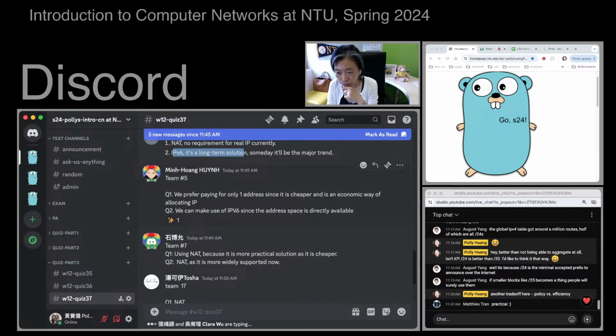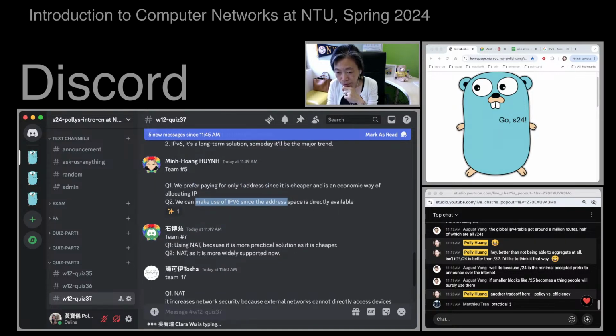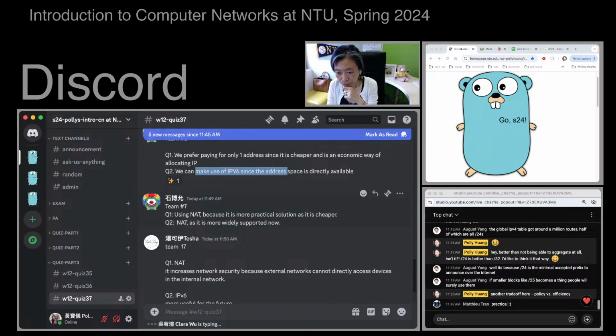Team 5, prefer paying only one. Yeah. Make use of IPv6. Okay. Team 7, brave. You don't mind being different. I like that. I like that a lot. Using NAT and using NAT.